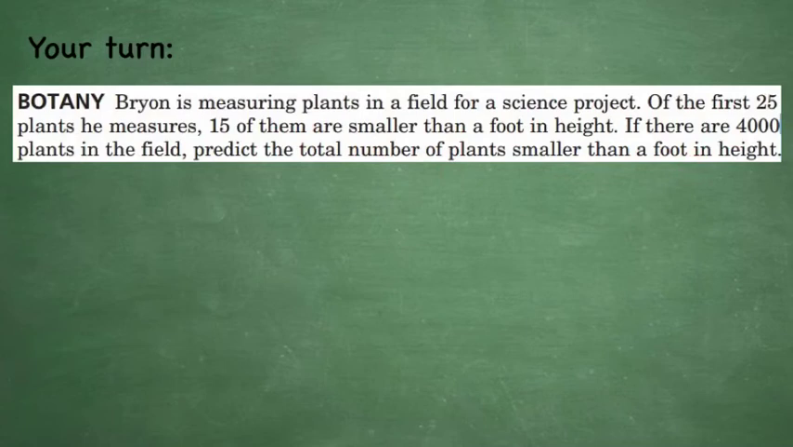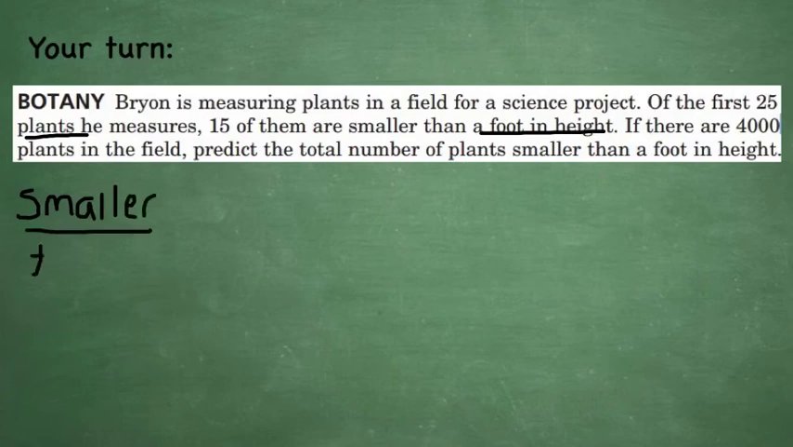Okay, let's go ahead and check your work. And again, we want to start off by looking at what we're comparing. Again, we're comparing plants he's measuring and how many of them are smaller than a foot in height. So the two things, again, we'll look at are how many are smaller than a foot in height versus the total number he's measuring as well.